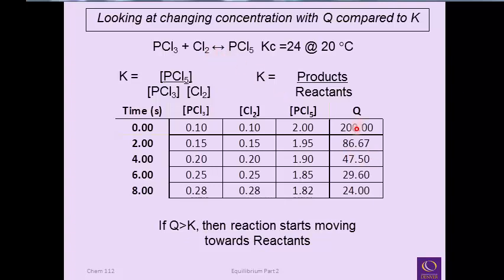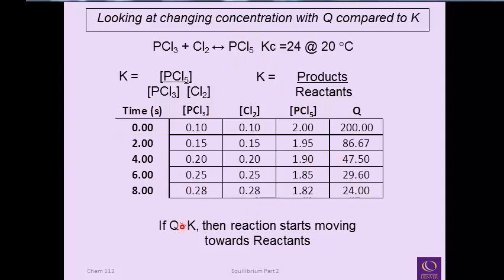Q starts dropping off, right? Because the phosphorus pentachloride is actually going down, and then this is starting to build up. Consequently, when this has dropped from 2 to 1.82 molar, these have both increased, and when you do the calculation, Q is now 24, which is equal to K, so consequently it's at equilibrium.